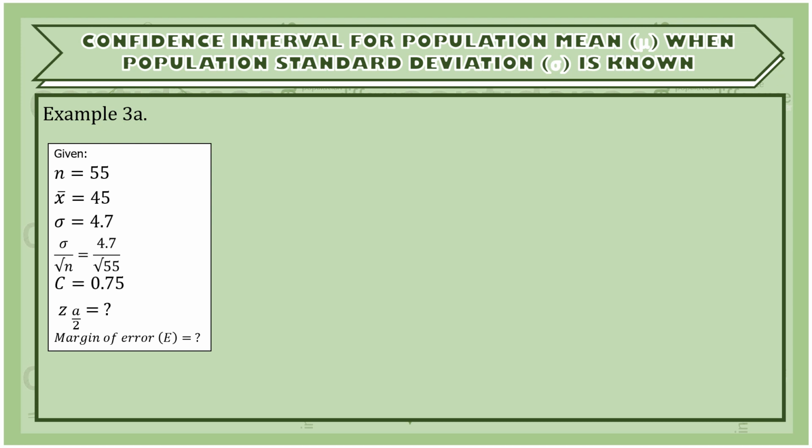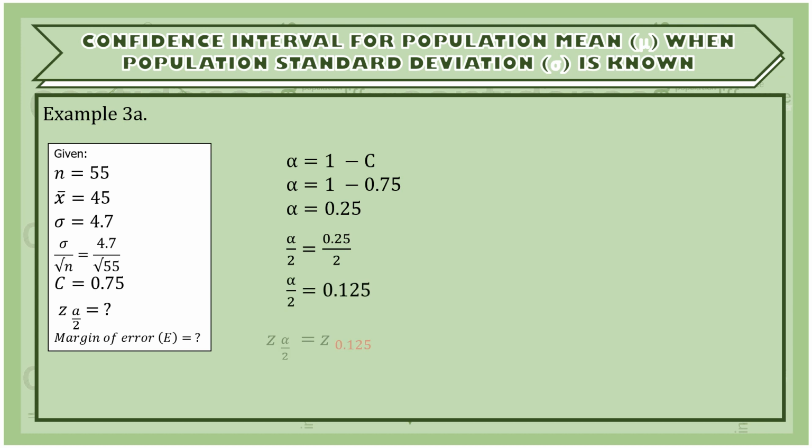Second is use the formula of alpha. Third is substitute the given confidence level to the formula. Fourth is subtract the given confidence level from the total area, then the result is 0.25. Fifth is divide the result alpha into 2, and then the result is 0.125.